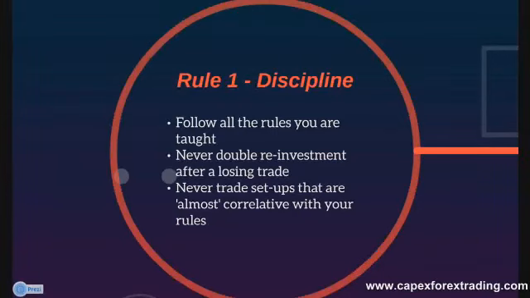When you have a losing trade, make sure that you never double up on reinvestment in the next trade to recoup all those losses. Okay, you have to be disciplined enough to be patient to recoup those losses with sound and proper money management techniques. Also, never trade setups that are almost correlative with your rules. So unless the setup that you see on your chart is 100% correlative with the rules that you have been taught or that you have data on, do not trade that strategy. If you do this, you may as well trade a strategy that you've heard someone else trades without any evidence.